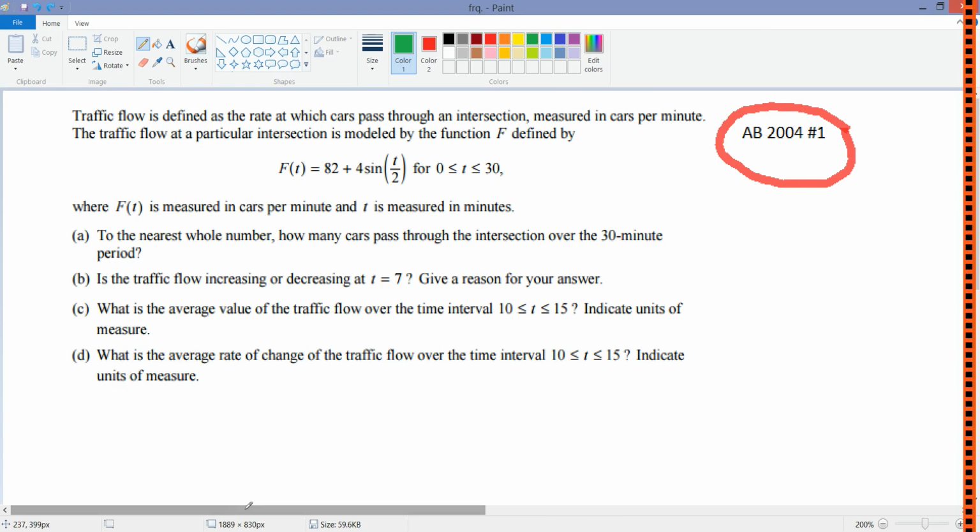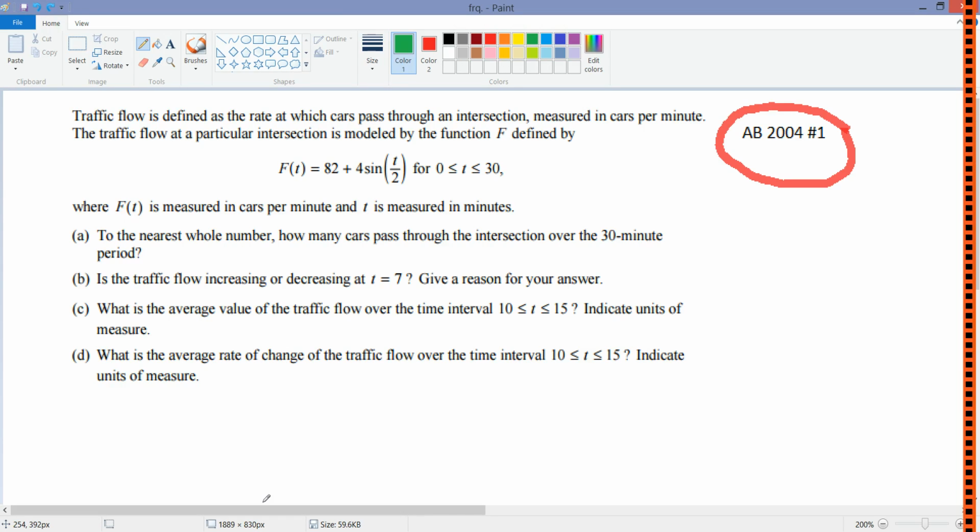The question is: traffic flow is defined as the rate at which cars pass through an intersection, measured in cars per minute. The traffic flow at a particular intersection is modeled by the function f defined by f(t) = 82 + 4 sin(t/2) on the interval 0 to 30, where f(t) is measured in cars per minute and t is measured in minutes. Letter A: To the nearest whole number, how many cars pass through the intersection over the 30-minute period?